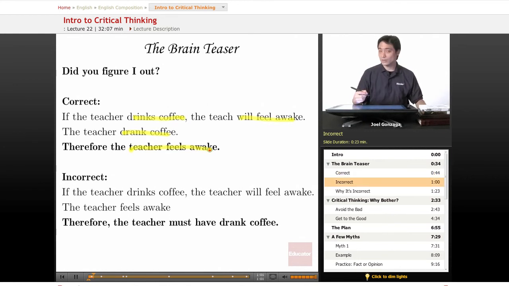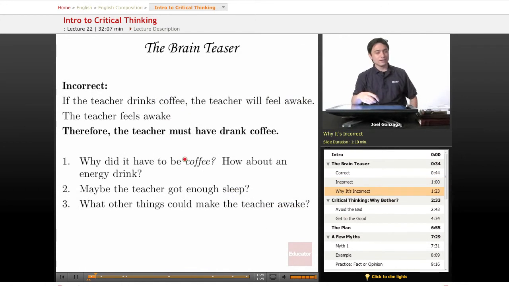If the teacher drinks coffee, the teacher will feel awake. The teacher feels awake, therefore the teacher must have drank coffee. Now, did any of you guys come up with any reasons why you think this one was incorrect? And if you Googled it, that doesn't count. But did any of you figure out why this one might be incorrect? Well, let's kind of figure out what that answer is.